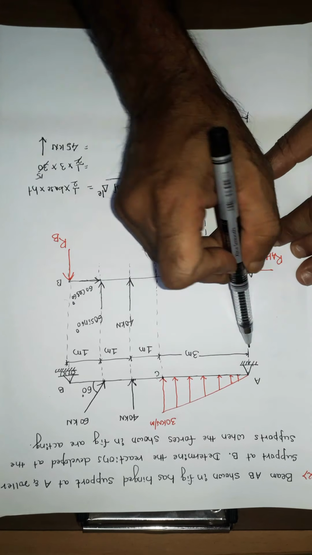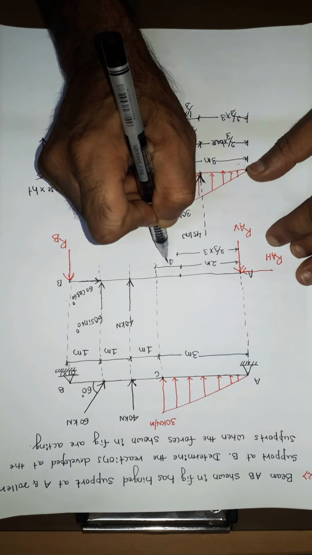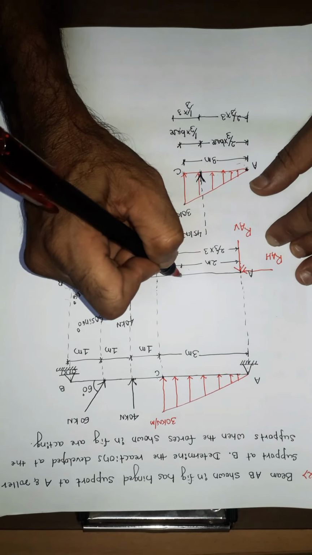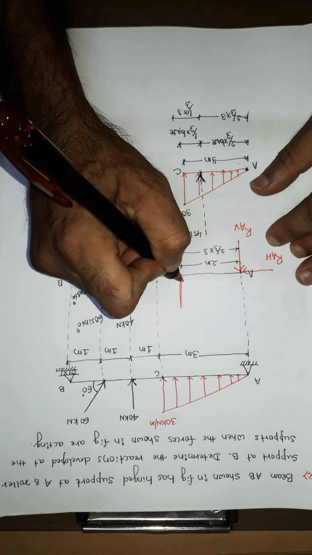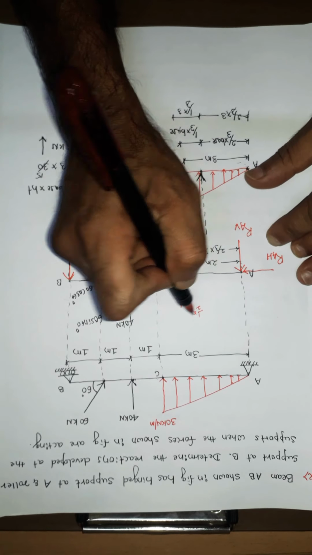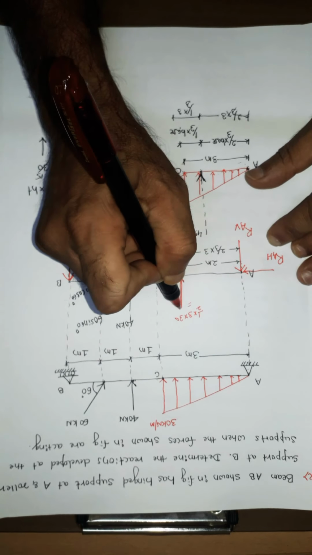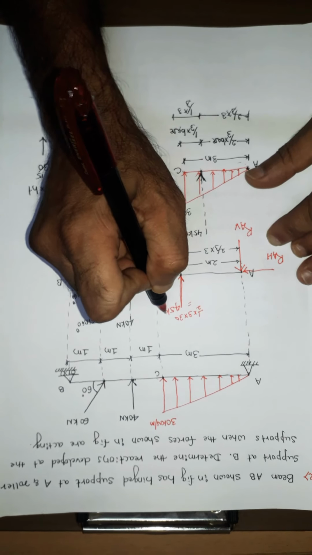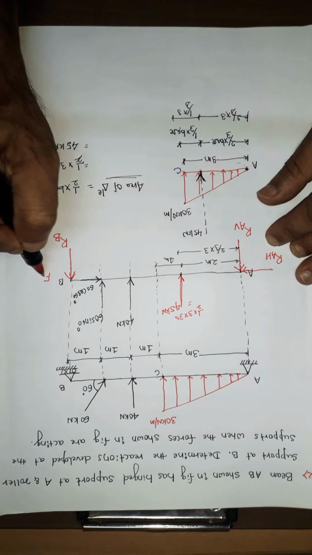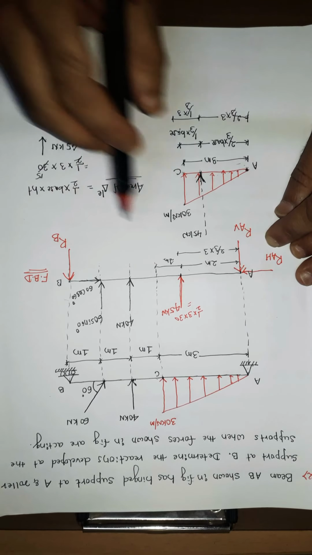So total is 3 meter. Now this is 2 meter, means this will be 1 meter, that is 1/3 of base. Here you mark the point load, that is 45 kilonewton. This is half, base is 3 meter, height is 30, that is equal to 45 kilonewton. So this is your free body diagram.